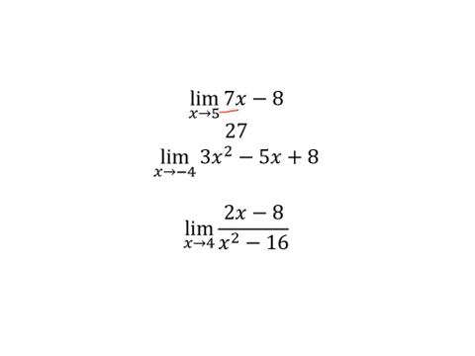Okay, so as the limit approaches negative 4, we'd plug negative 4 into both x's, and then we'd solve our answer. So it'd be 3 times 16 plus 20 plus 8, which gets us 76. So 76 ends up being our answer to that one. All that has to do is just plug it in.